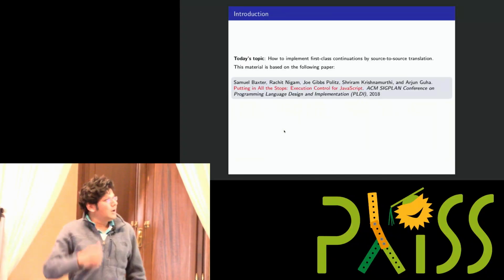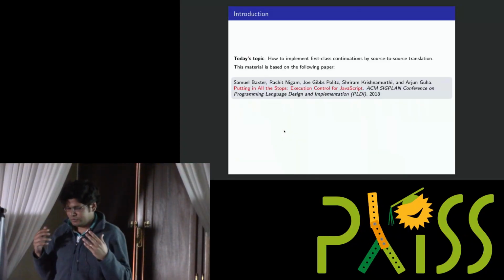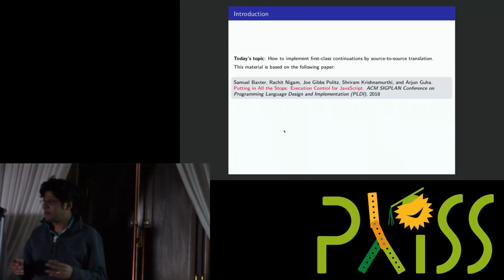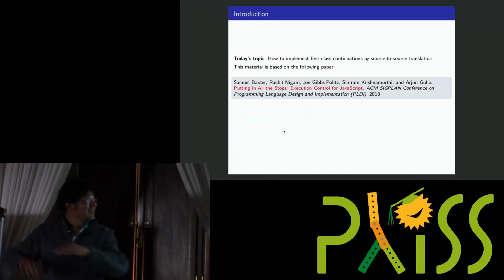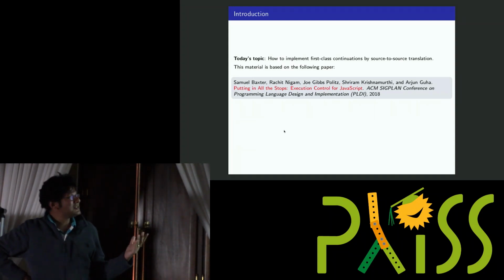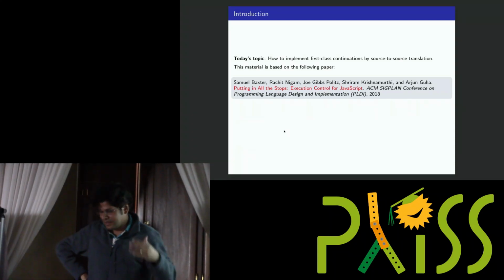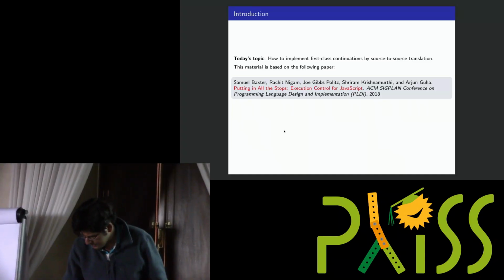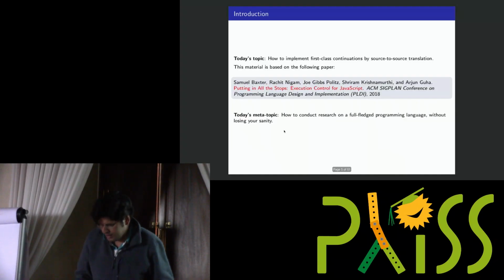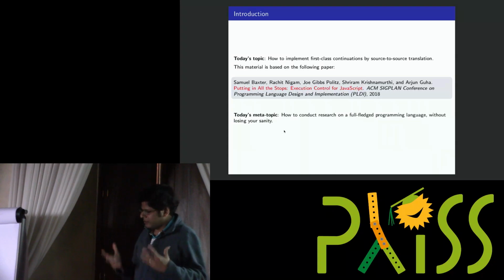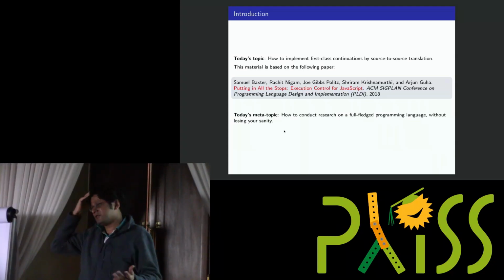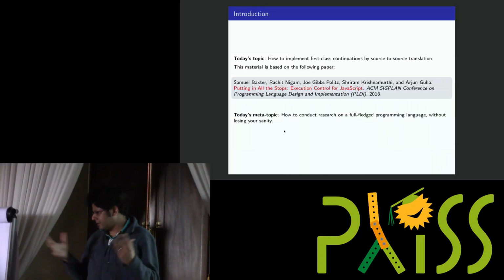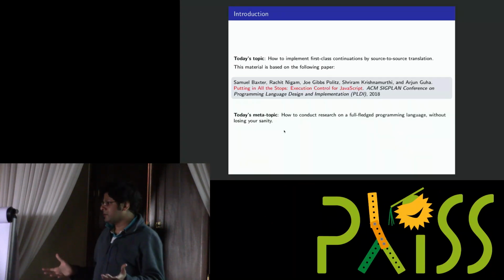Okay, so today's topic is how to implement first-class continuations by source-to-source translation. It's based on this PLDI paper we wrote a couple of years ago. But the meta topic that I really want to convey is how to conduct research on a full-fledged programming language, JavaScript here, without losing your sanity.